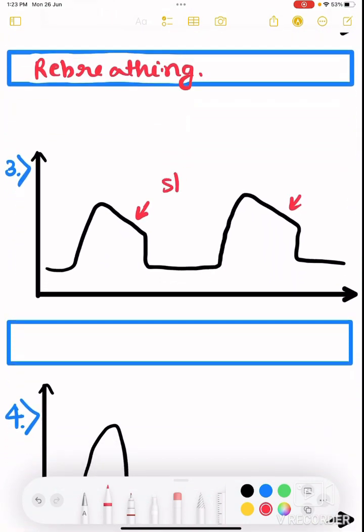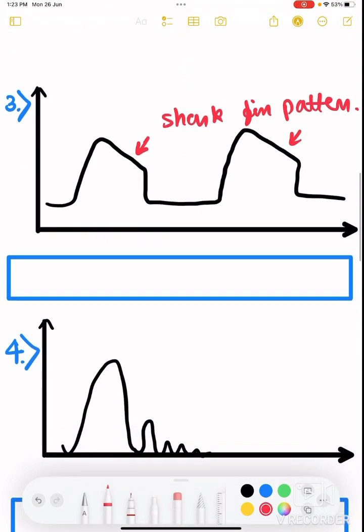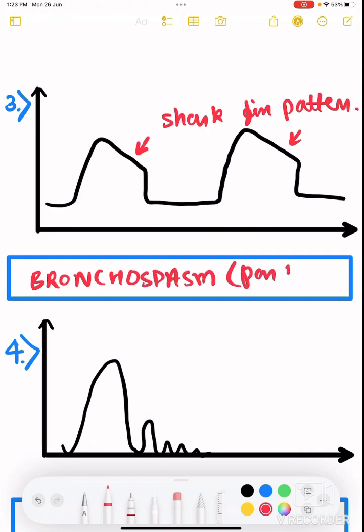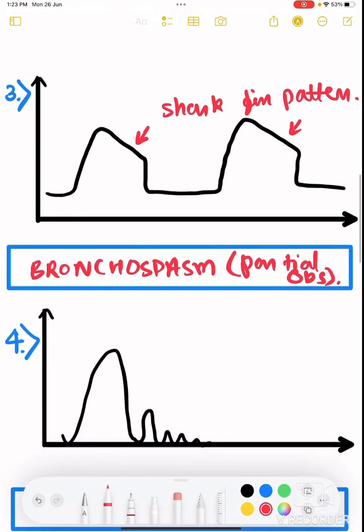Next graph is the shark fin pattern. This is called shark fin pattern because it looks like a shark fin right above the sea level. Where do we see it? Very important, bronchospasm. Bronchospasm means partial obstruction of the airway, partial obstruction. If the obstruction is full, then the graph would be a straight line, right?